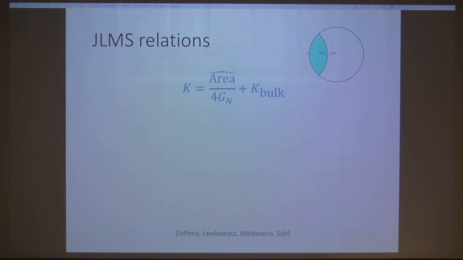The first one is a statement about the modular Hamiltonian. It's, in some sense, an improved version of the quantum-corrected Ryu-Takayanagi formula, because if you plug this into the state, you will recover the Ryu-Takayanagi formula. And this is the operator statement. It says the modular Hamiltonian on the boundary in the CFT is equal to some area operator divided by 4G plus the bulk modular Hamiltonian. Again, the bulk modular Hamiltonian is defined in the entanglement wedge.